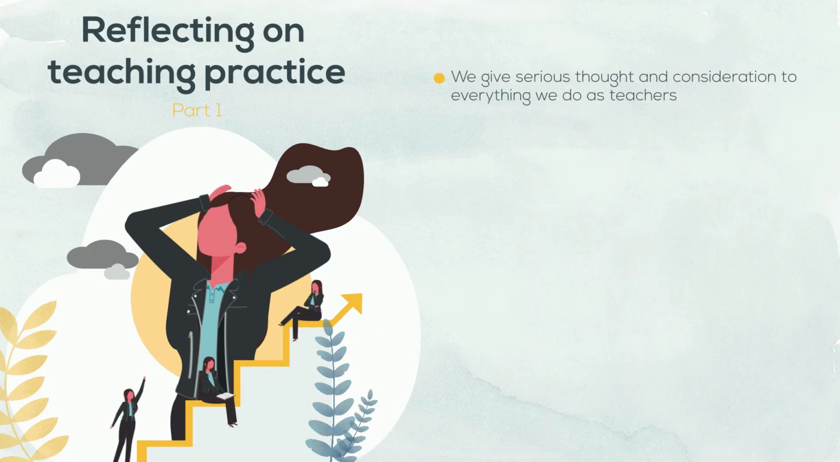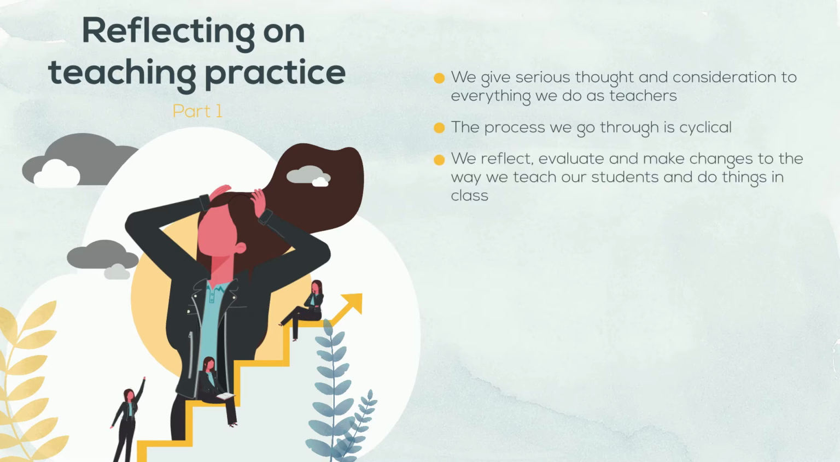We generally give serious thought and consideration to everything we do as teachers, and although we may not always be conscious of it, the process we go through is cyclical. This means that we reflect, evaluate, and make changes to the way we teach our students and do things in class. And once we adapt the way we teach, the cycle begins again.